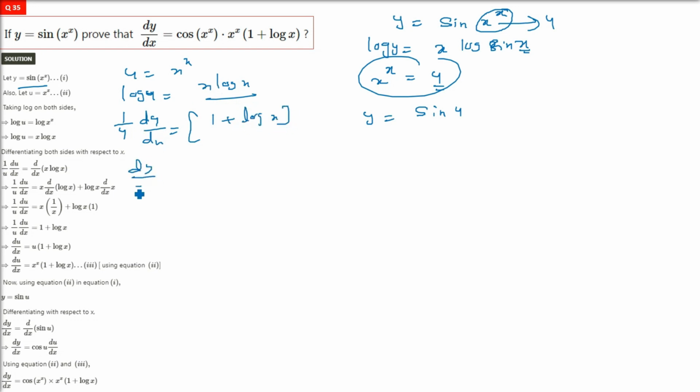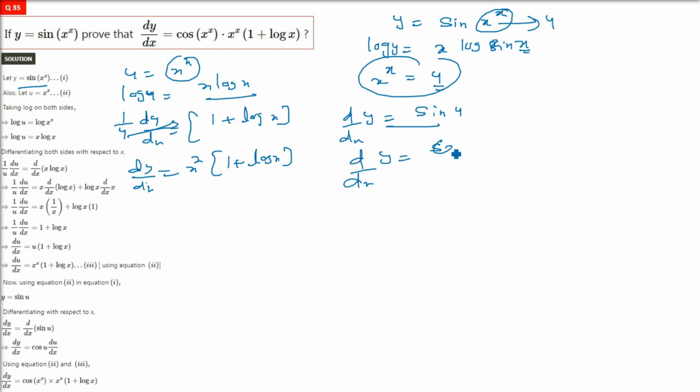So du by dx is equal to, if u I am taking on the right hand side, which was essentially x to the power x only, and then 1 plus log x. Now coming back to what we have seen here. So we have dy by dx equals, sin u will be cos u. And since this is cos u, we have to do du by dx also. Cos u we have done, but it has to be du by dx also.